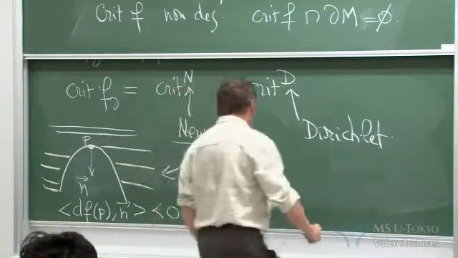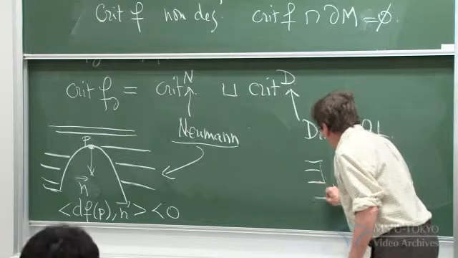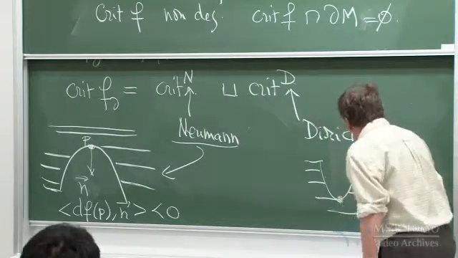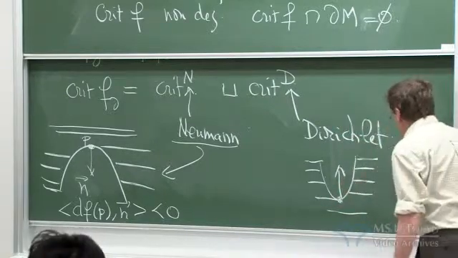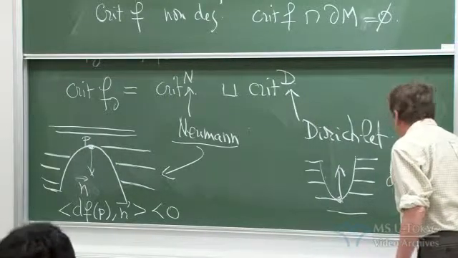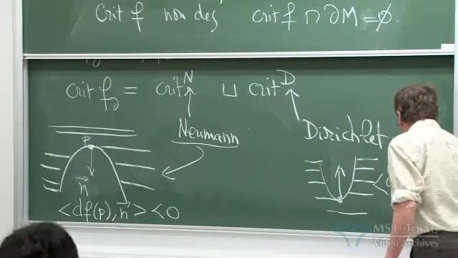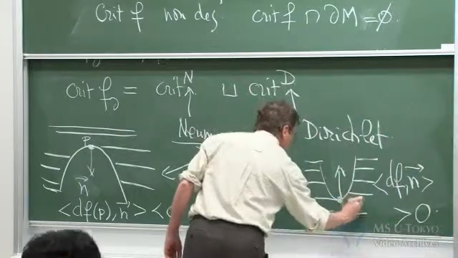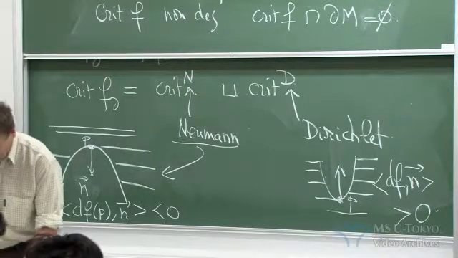And the picture for Dirichlet is the opposite. Here, the normal pointing outwards gives a positive evaluation on the differential at P. These are the two types of critical points.